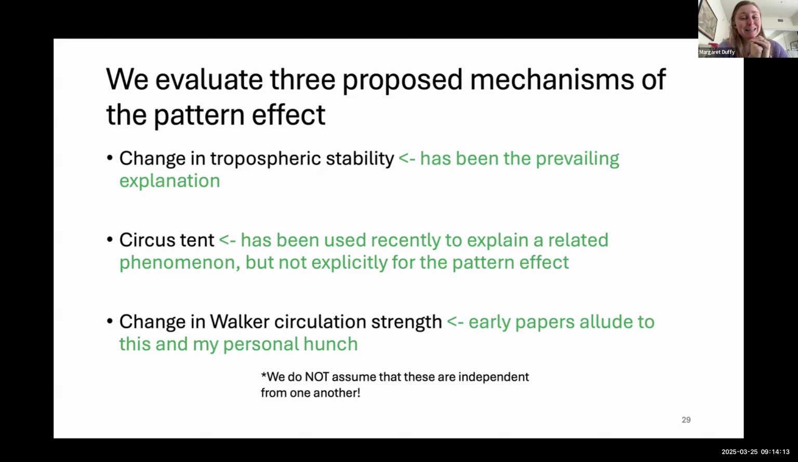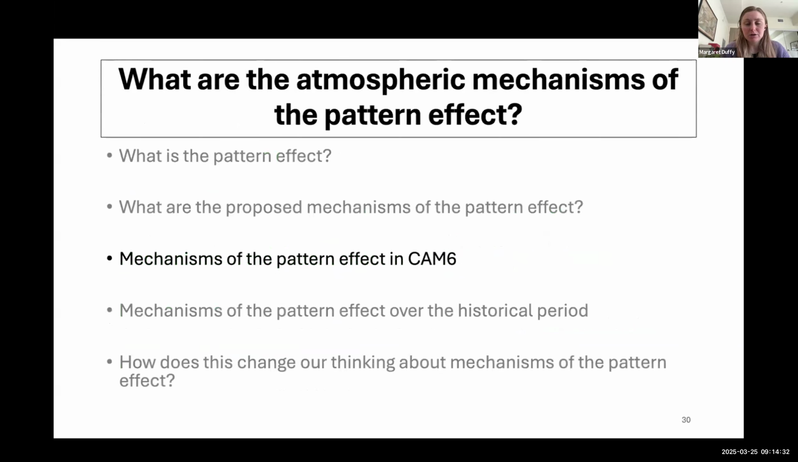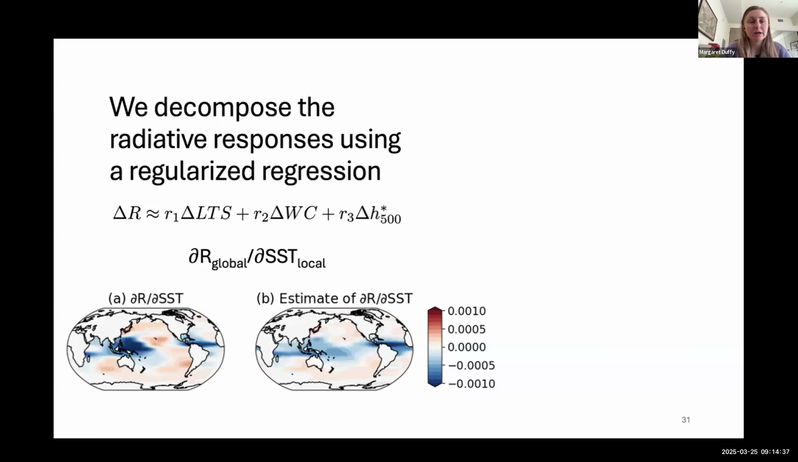Tropospheric stability, to the extent that there has been a prevailing explanation, I would say has probably been the prevailing explanation. But the circus tent model is also very appealing. An early paper alluded to this Walker circulation strength, and it was also my personal hunch going into this. And so what we're going to do here is basically take a look at each of these three mechanisms in CAM6 and briefly over the historical period.